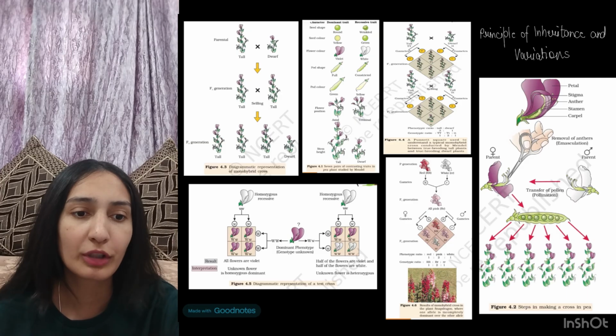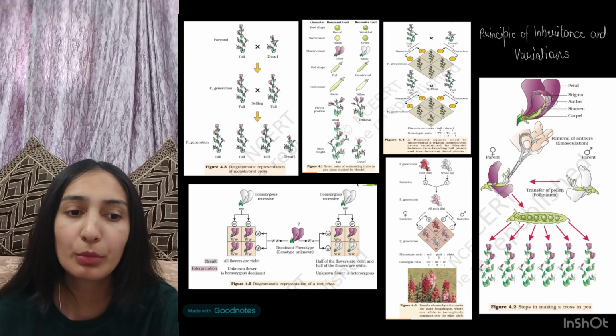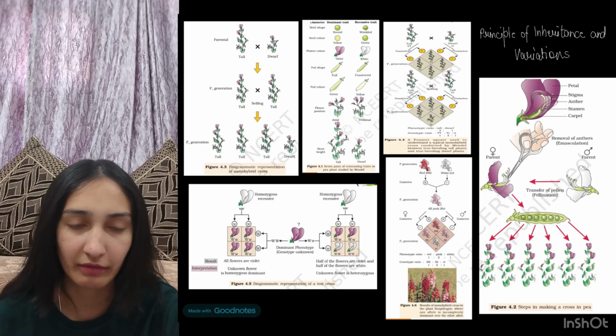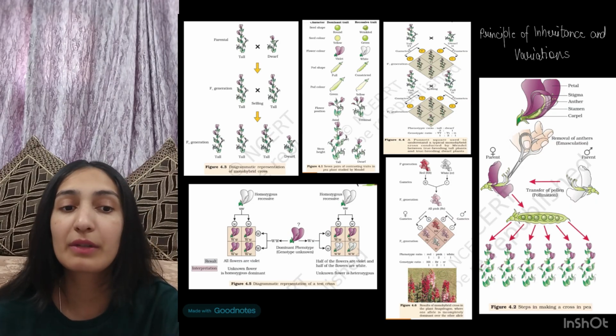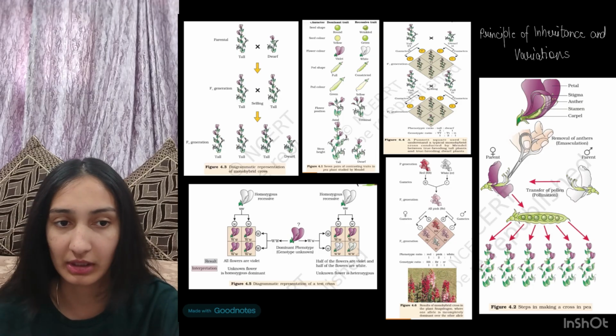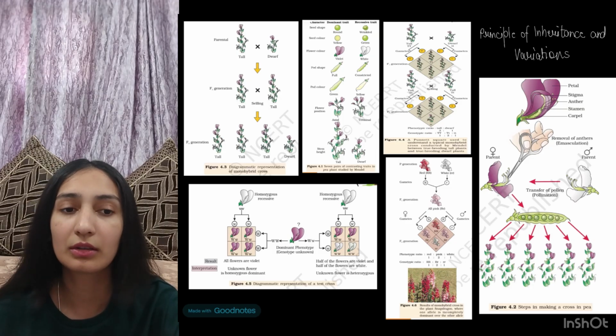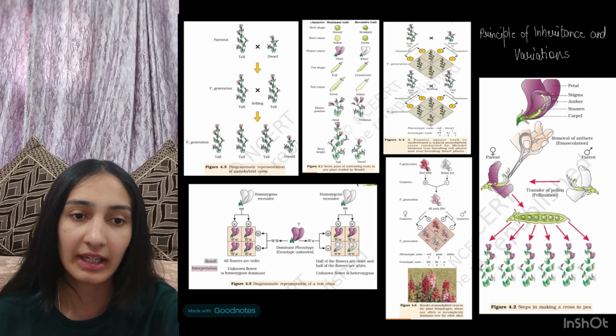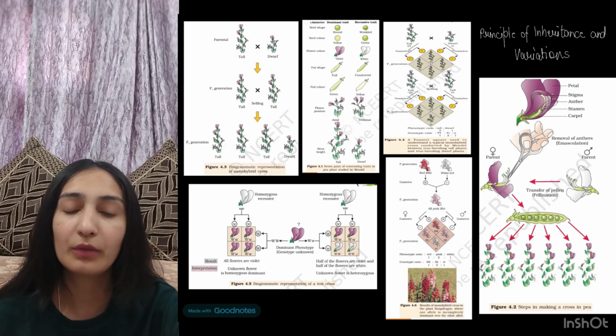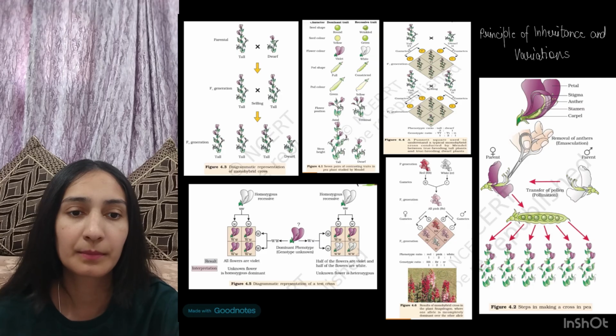Then, figure 4.4 depicts a Punnett square which is used to understand a typical monohybrid cross conducted by Mendel between true breeding tall plants and true breeding dwarf plants. And you need to remember what the phenotypic ratio and the genotypic ratio were in this, which was tall to dwarf 3:1, and for genotypic ratio it was 1:2:1. This is a very important MCQ.